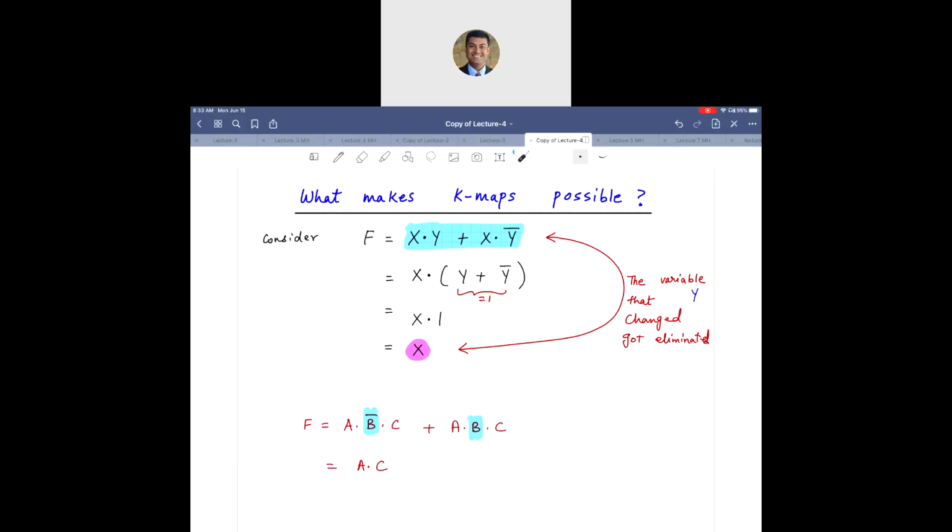All right. Another thing to note over here, we are allowing one variable to change. We are not allowing multiple to change at the same time. So what that means is if this was C complement and B complement, B changed, C also changed, then we wouldn't be able to do this. So we require some to remain the same, some to change.